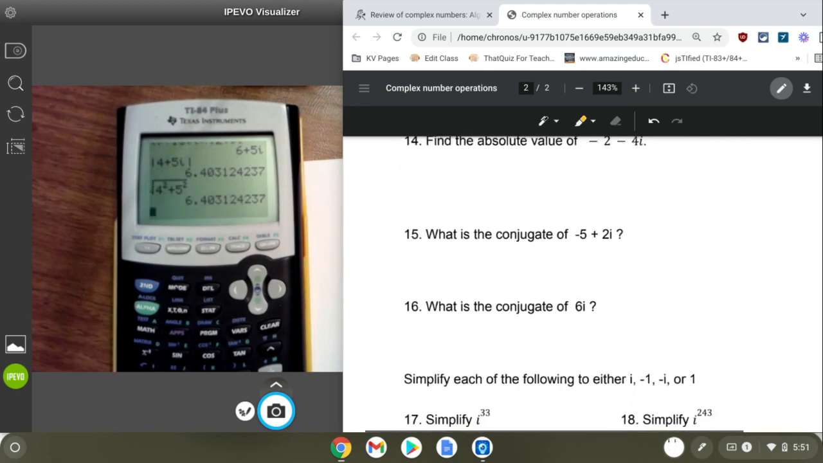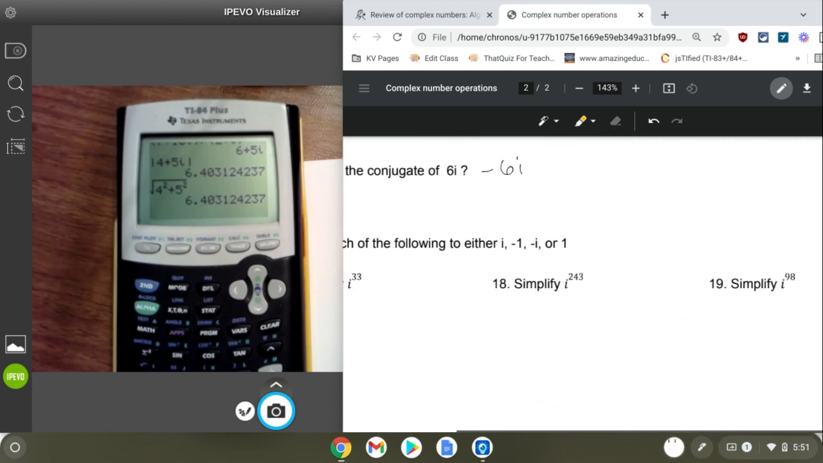The conjugate, there's not really any work to be done here. The conjugate of this one is negative 5 minus 2i, and you're just changing the sign of the imaginary part. That's all you do. So like on number 16, the conjugate of that is negative 6i.